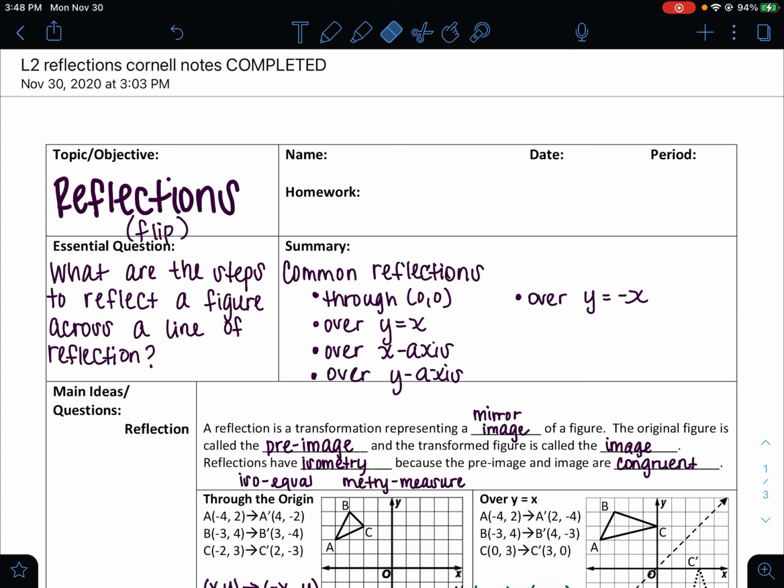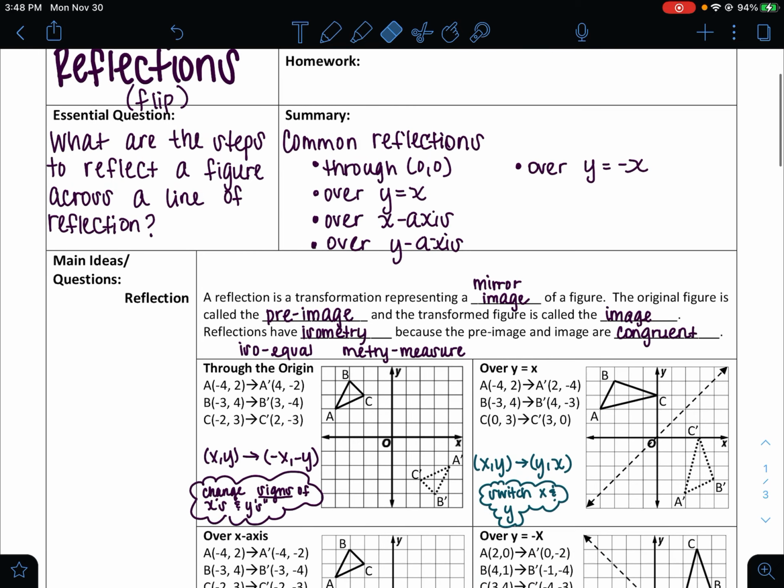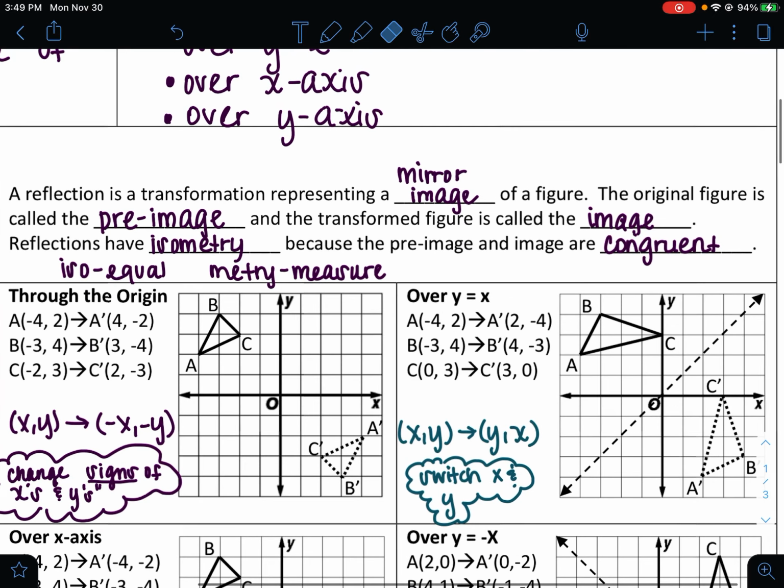As you know, a reflection is when you look in the mirror or something like that, or you look into a reflection in a pool, and then everything kind of flips. So that is basically what a reflection is. All right, so it represents a mirror image of a figure. The original figure is called the pre-image, and the new figure is called the image.